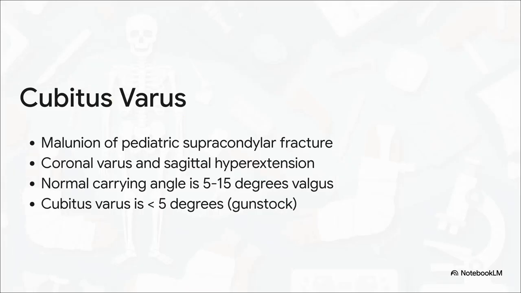A very common long-term complication of an improperly reduced or inadequately stabilized pediatric supracondylar humerus fracture is a malunion that results in a cubitus varus deformity. You'll often hear this classically called a gunstock deformity. This structural issue involves varus angulation in the coronal plane, hyperextension in the sagittal plane, and internal rotation of the distal fragment. To put that into perspective, the normal physiological carrying angle of the elbow sits between 5 and 15 degrees of valgus. Cubitus varus is defined as a carrying angle of less than 5 degrees, which shows up clinically as a medial deviation of the forearm.